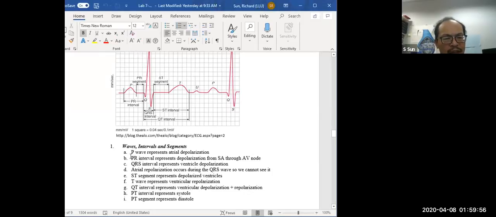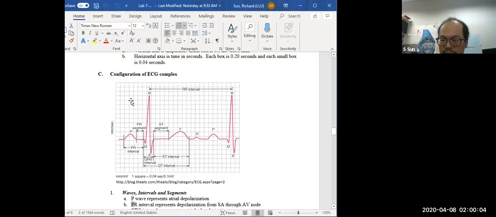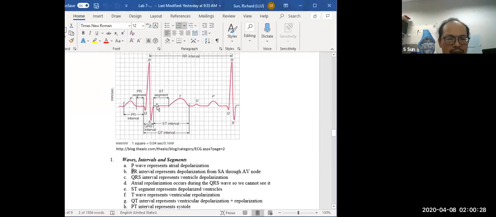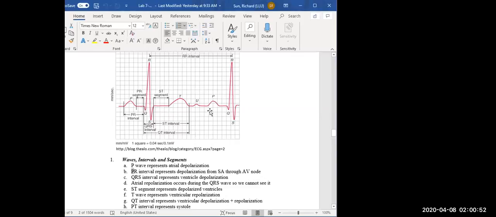Something important is the PR interval. This PR interval refers to the delay of the action potential from atrium to ventricle. Then the ST segment is here. This is T. Usually this ST segment is important to see whether this heart has damage. If there is a heart attack, we usually see the elevation of ST. So you just need to identify whether it's flat. It should be flat. If it's not flat, then the patient has some heart disease.